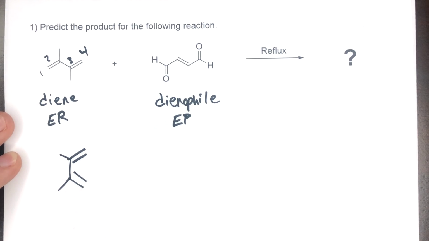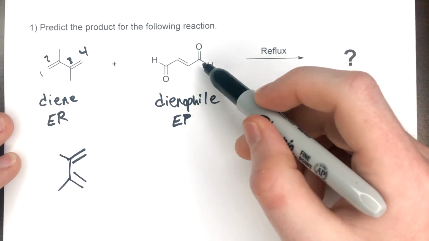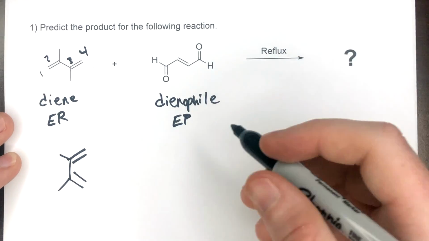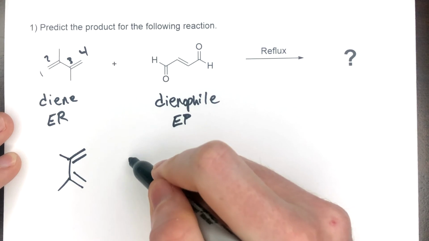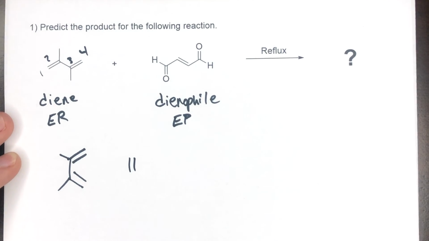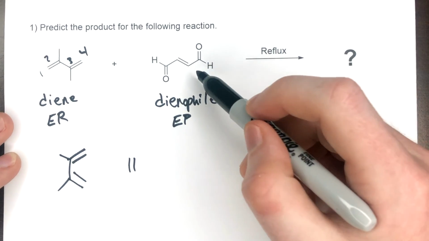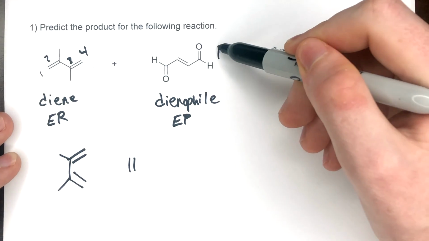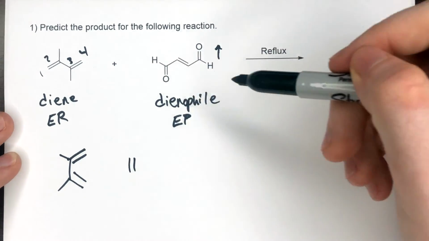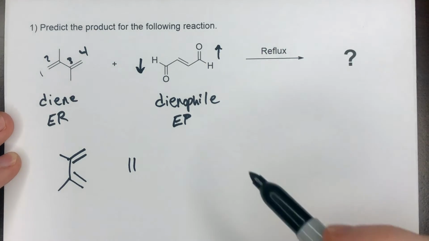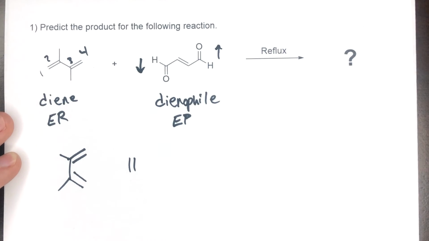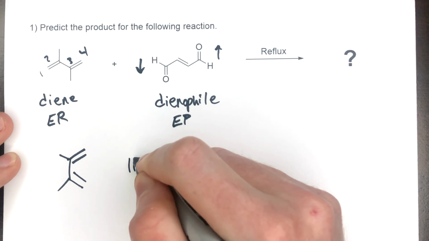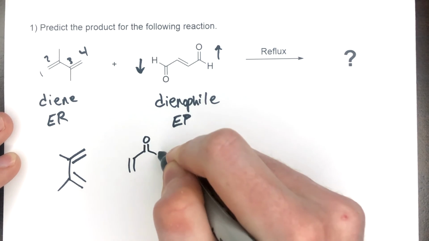And then the dienophile has 2 substituents as well, but again, we know we're forming a cyclohexene, so we need the alkene part to be vertical like this, and then we can see this is trans because we have the aldehyde going up on one side and the aldehyde going down on the other side relative to the double bond. So it doesn't matter which one you draw first. So let's draw it out like this to start.